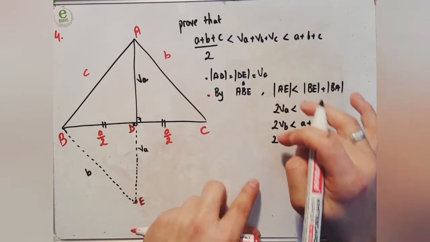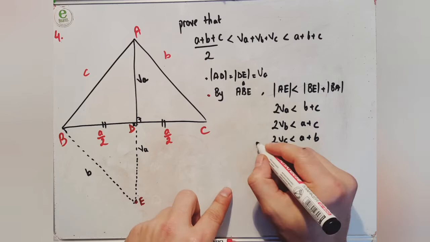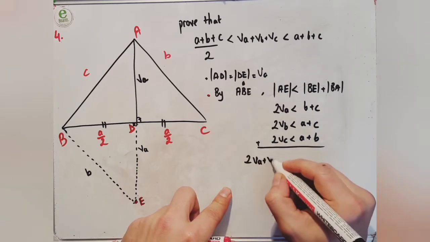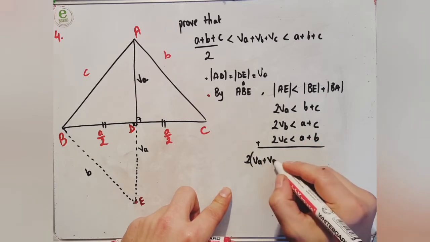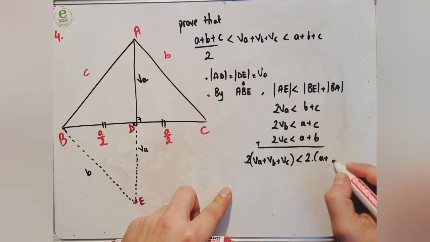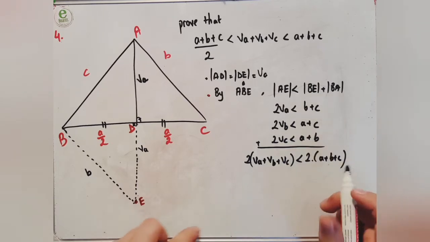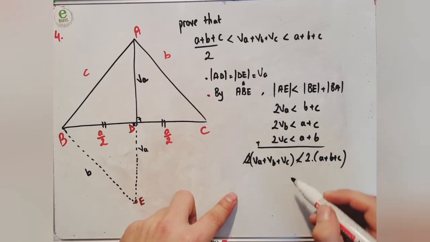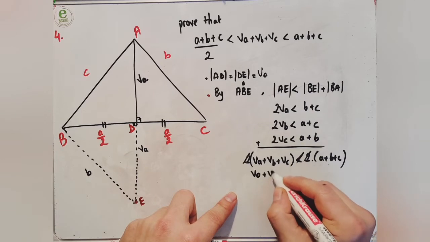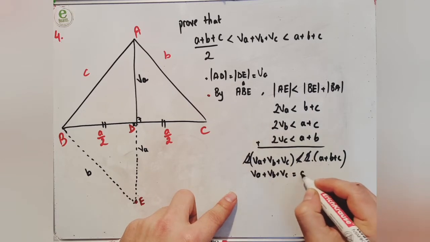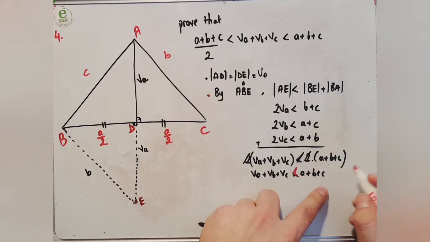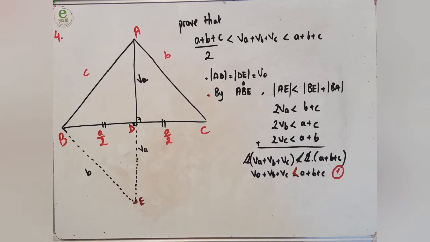If we add these inequalities side by side, it follows 2VA plus 2VB plus 2VC is less than 2 times (A plus B plus C). When we divide both sides by 2, we will have VA plus VB plus VC is less than A plus B plus C. It is the first part.